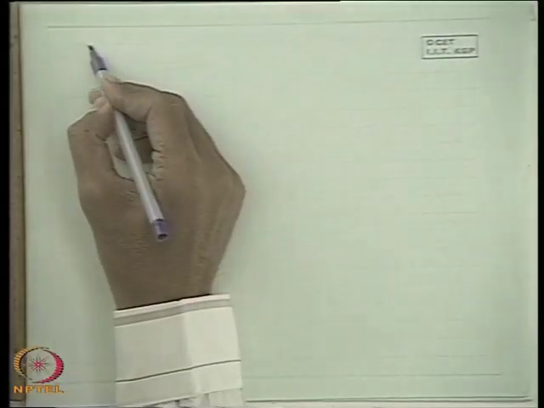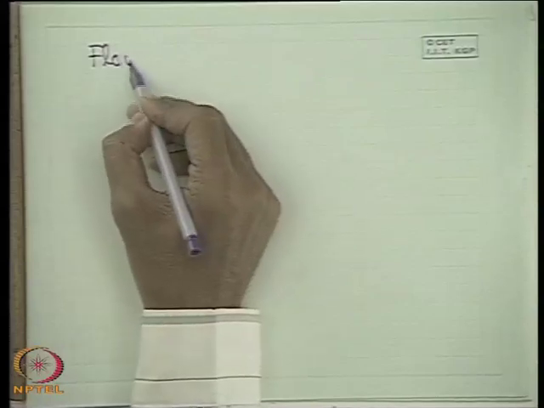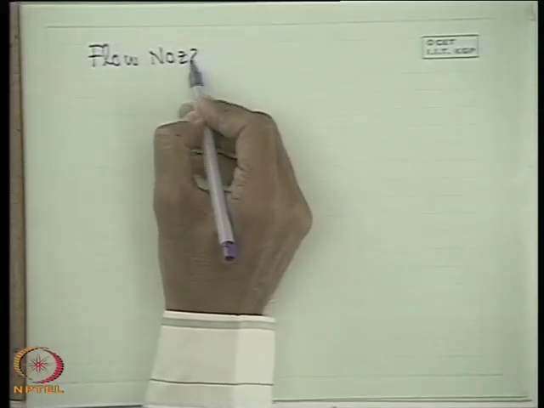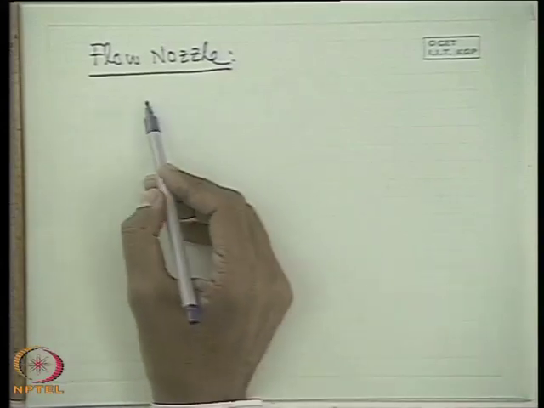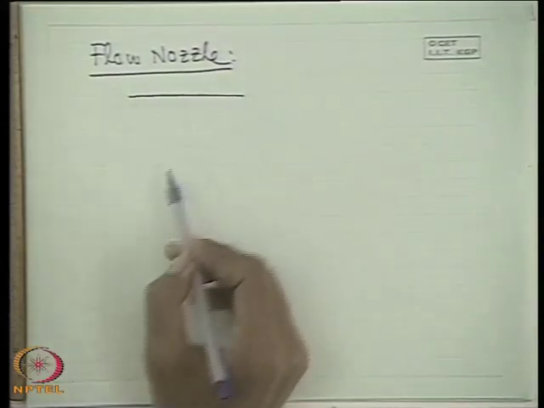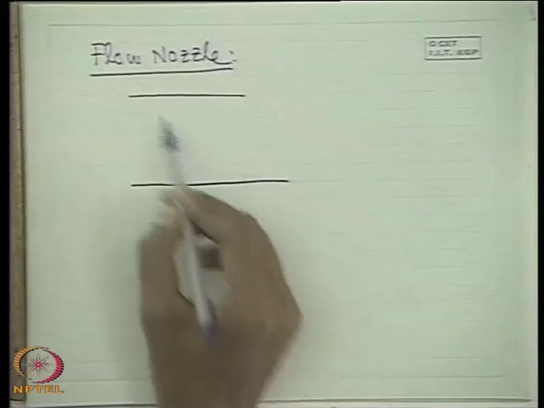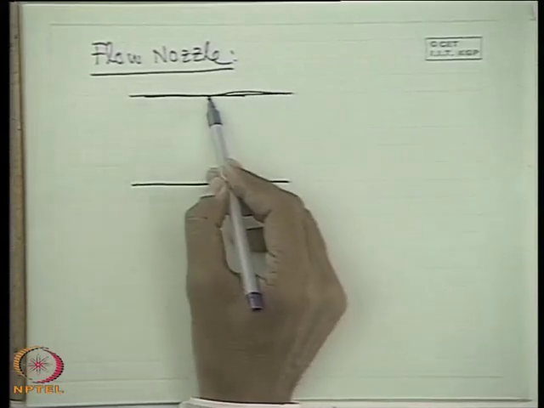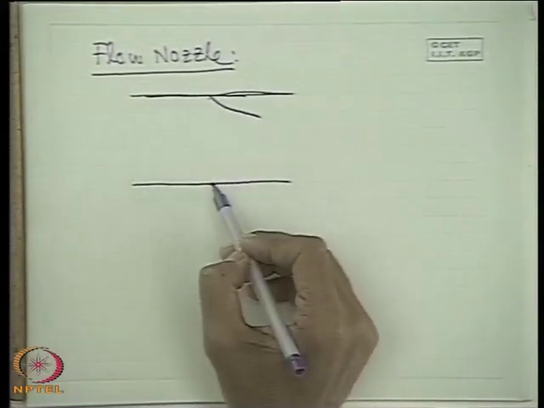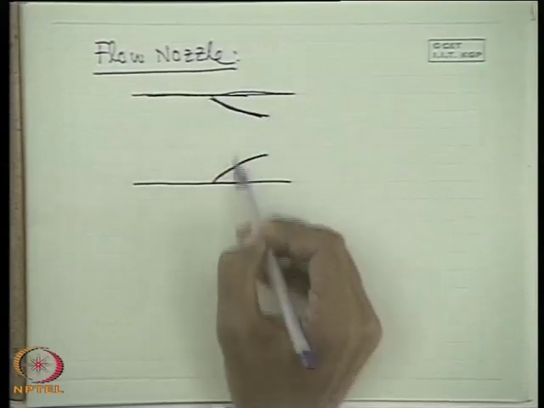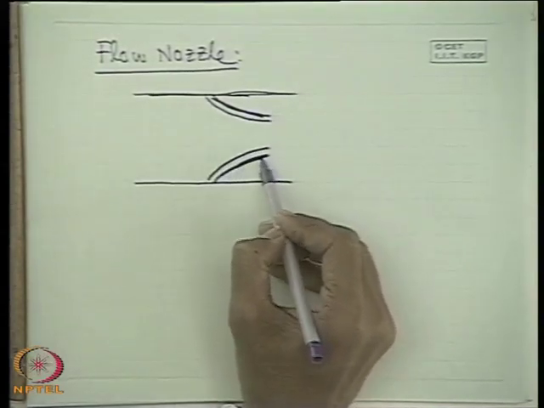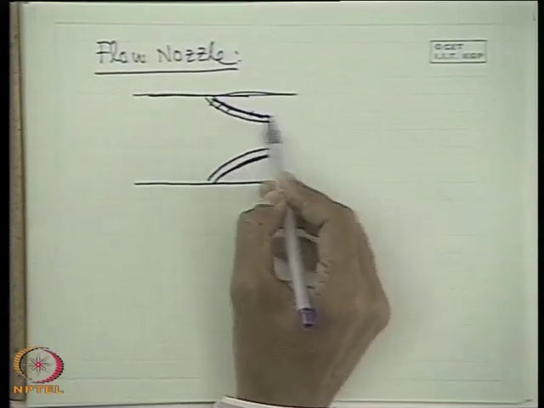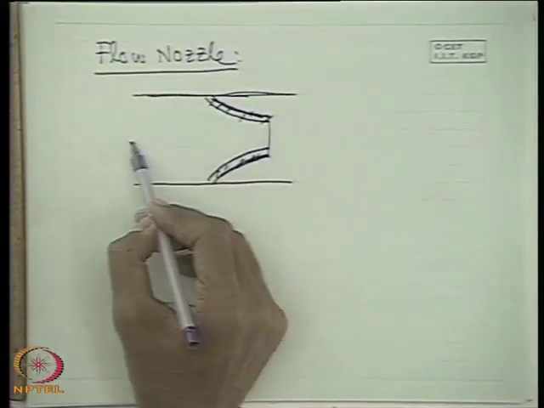Alright, now we come to flow nozzle. Flow nozzle is an intermediate thing between these two. Now, flow nozzle is like a nozzle. That means in the pipeline, you just provide a nozzle like this. If you see the sectional view, it will be like this, a nozzle attached to the flow.